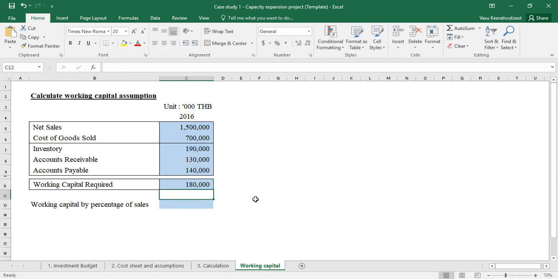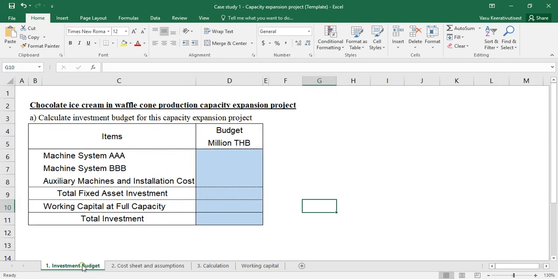You can see here is your working capital required for this case, and to find the percentage of working capital by sales, you use this one divided by this one. Based on this calculation, you can see that you need 12% of sales to be put in the working capital. After you know the percent of sales for the working capital, let's move on to the investment budget.